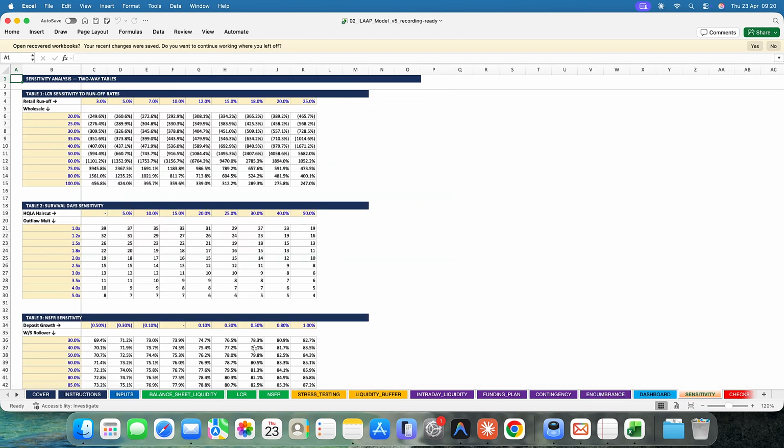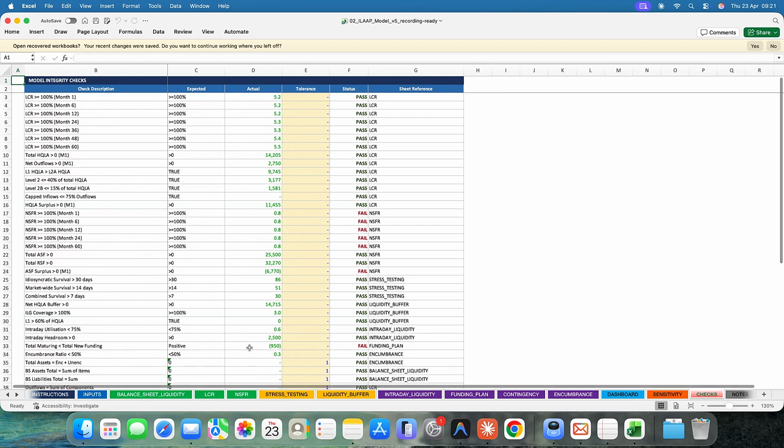Two-way sensitivity tables, deposit runoff against buffer composition, funding cost against NSFR ratio. The questions ALCO asks you on the spot. What breaks the LCR? What moves the survival horizon by a week? What it costs to hold an extra 5 points of buffer? Answered, live, in the meeting. Not, we'll come back to you.